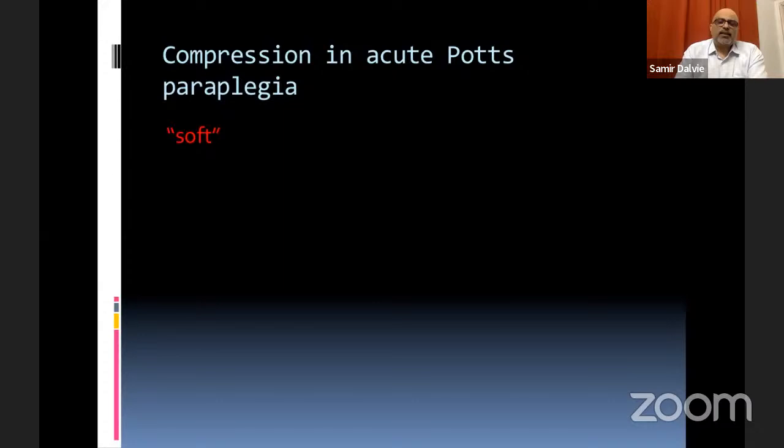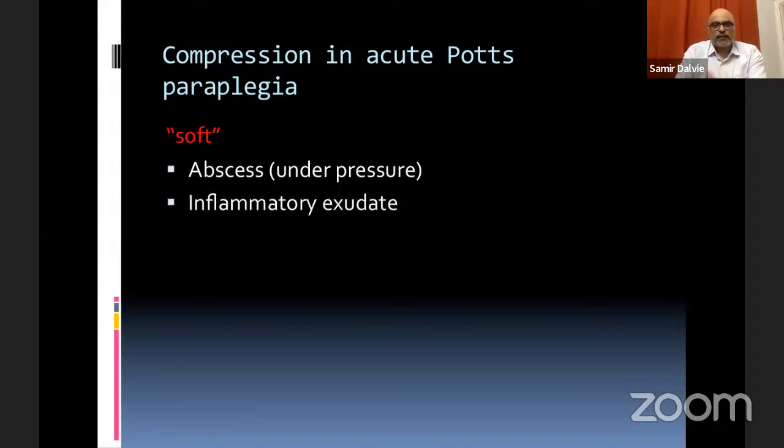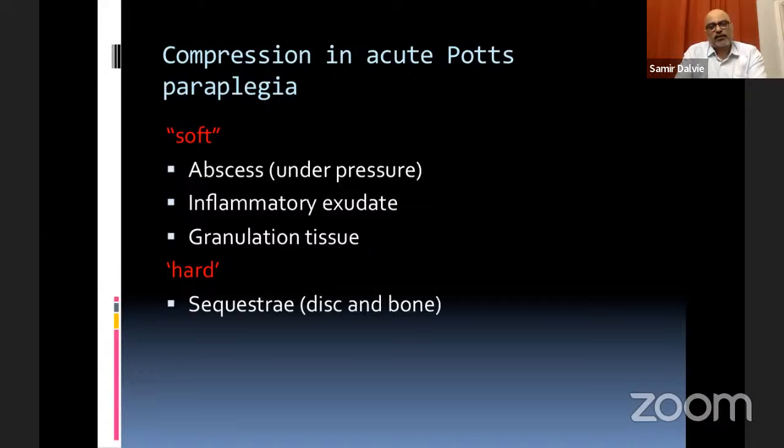What is the compression? Compression can be thought of as 2 kinds, soft compression or hard compression, just in a ballpark sort of way. What are the soft compressions? Soft compressions are abscesses under pressure, which compress the cord, and inflammatory exudates and granulation tissue. There may be a carpet of granulation tissue rather than an abscess. What about the hard structures? There can be sequestrae of disc and bone. The disc and bone pieces may sequester and hit the cord.